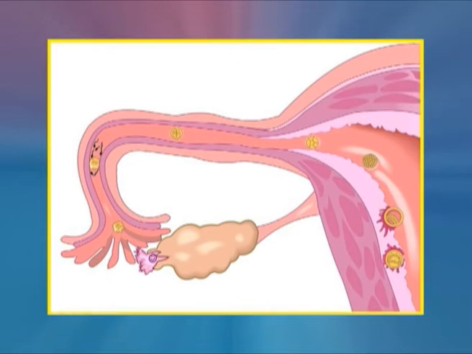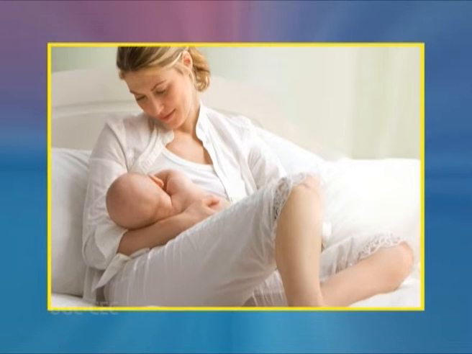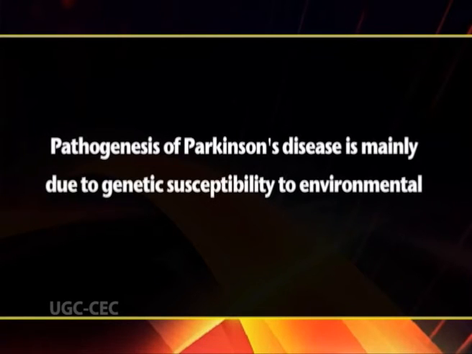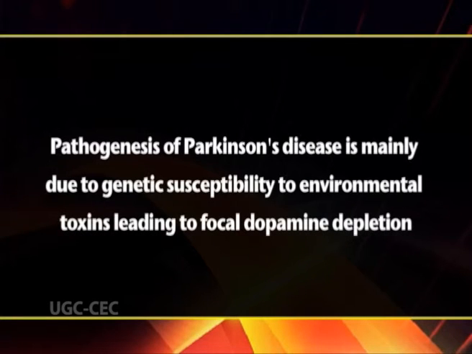Parkinson's disease is rare in young women of reproductive age, and no record of successful IVF pregnancy in such patients has been found in the survey of literature. The major issues in such patients are mainly the effect of ovulation induction and pregnancy on the disease, as well as the safety of medication to the fetus during pregnancy and lactation. The pathogenesis of Parkinson's disease is mainly due to genetic susceptibility to environmental toxins leading to focal dopamine depletion.